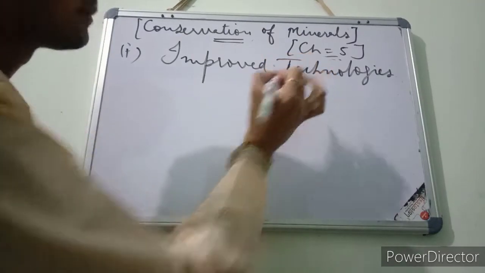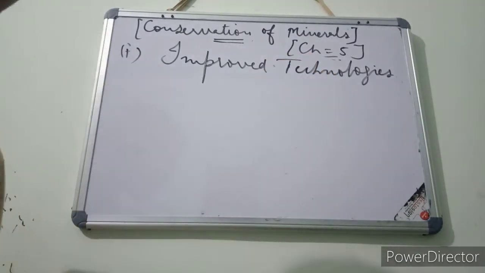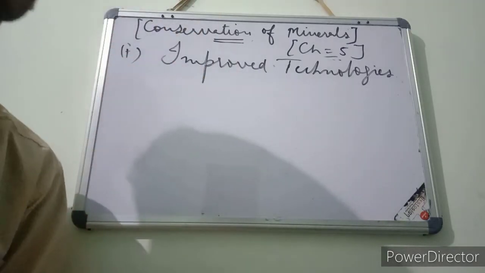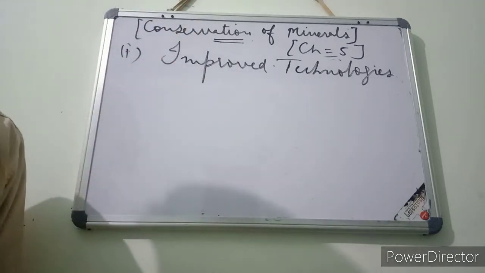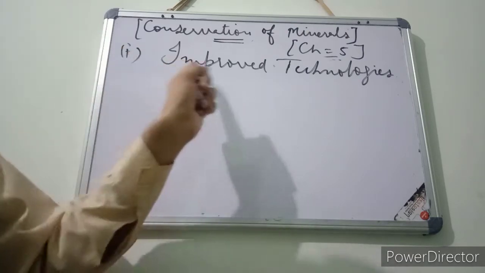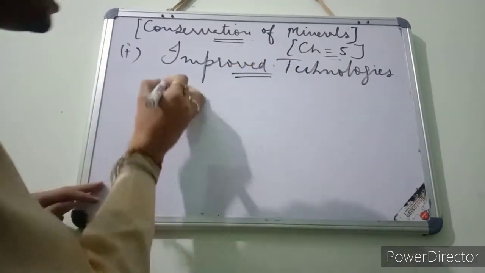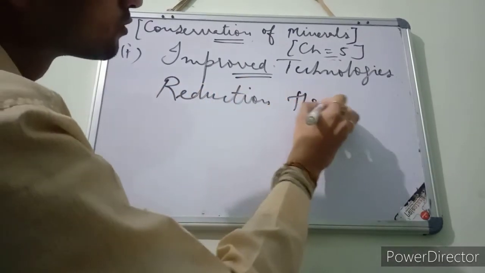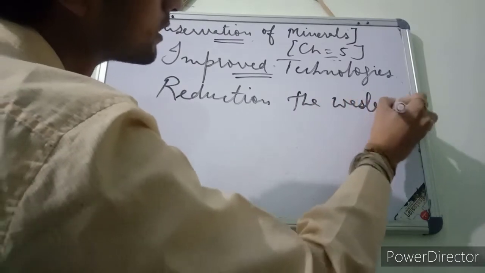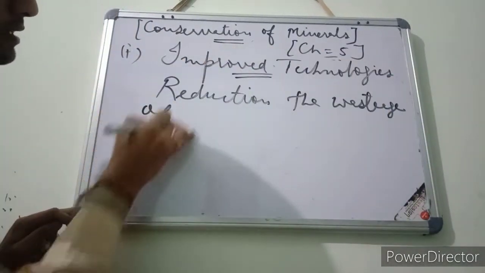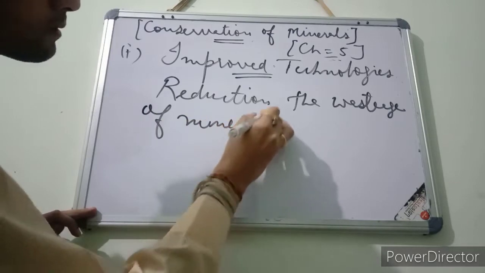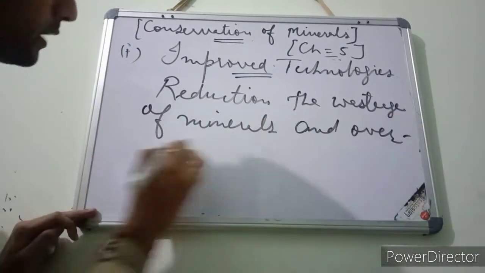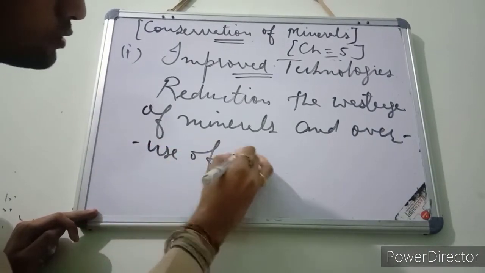Improved technologies मतलब हमें ज्यादा से ज्यादा नई से नई टेक्नोलॉजी निकालनी चाहिए, जिससे क्या होगा कि हम लोग मिनरल्स को ज्यादा बेहतर तरीके से यूज कर पाएंगे, उसका वेस्टेज घटेगा. इंप्रूव टेक्नोलॉजी से सबसे बड़ा फायदा क्या होगा? द रिडक्शन इन वेस्टेज ऑफ मिनरल्स, एंड ओवरयूज ऑफ मिनरल्स. इन दो चीजों में कमी है.